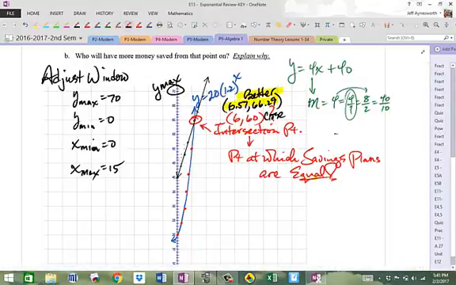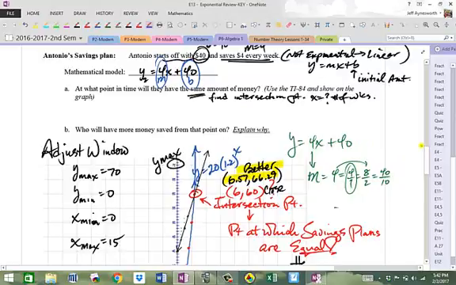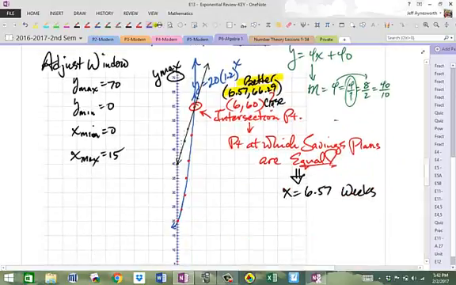So at the point at which the two plans are equal, guess what? X equals 6.57 weeks. Okay, after that, who has more money? Well, the answer to that question is whoever belongs to this blue graph right here, because it's higher and gets steeper versus this linear function here. So who has the exponential function? Antonio was the linear one, so Ty was the exponential. So I'm going to write down Ty here. This is Ty, and the black here, the linear, was Antonio.